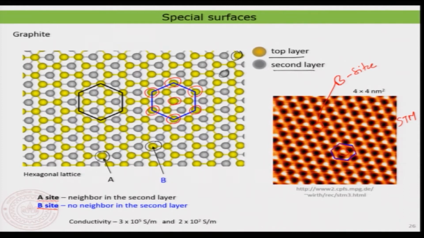But now, the atoms which are these ones, let me represent them using a different color. These are the A site atoms. They are appearing rather weak in contrast here. They appear in the contrast, but they are rather weak compared to the atoms at the B sites. The reason is very simple: the atoms in the B site have no neighbor in the second layer, therefore, they are much more visible in the STM than the ones in the A site.